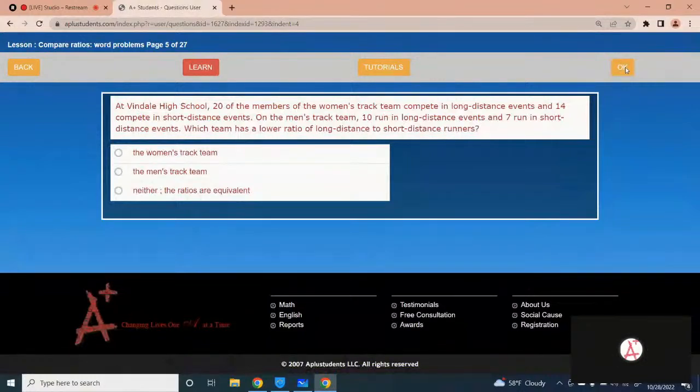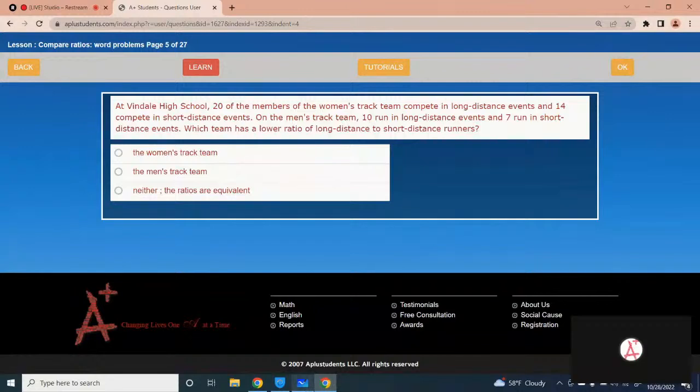Okay. At Windale High School, 20 of the members of the women's track team compete in long distance events and 14 compete in short distance events. On the men's track team, 10 run in long distance events and 7 run in short distance events. Which team has a lower ratio of long distance to short distance runners? Okay, so the fractions are 20 by 14 and 10 by 7.